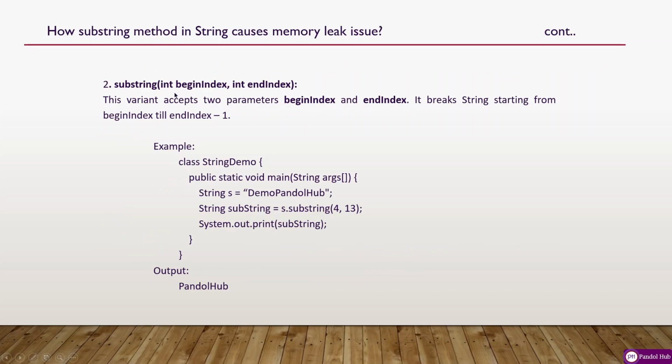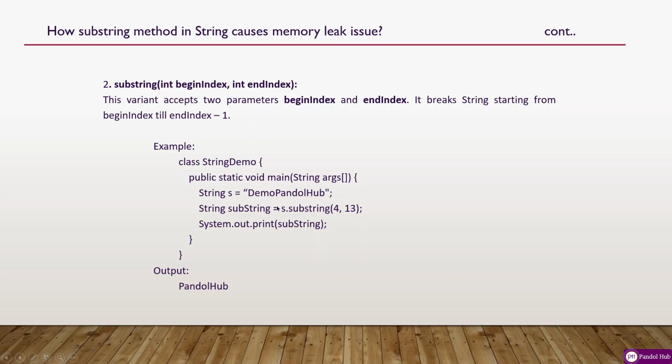The second variant of the substring method takes two integer parameters: the begin index and the end index. The begin index represents the place from which the string has to be extracted, and the end index represents where it has to end. The end index is always treated as one less, because we all know that indexing in the string starts from 0.